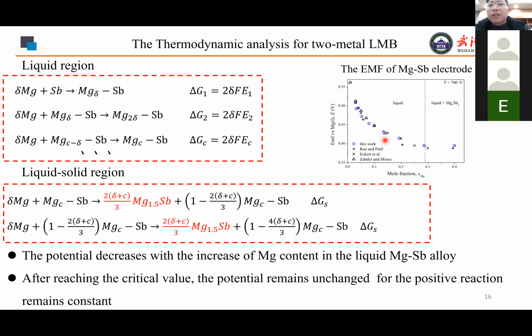After the magnesium content reaches the critical value, the potential remains unchanged because the subsequent reaction is the formation of magnesium antimonide, which is a solid phase. The same reaction gives the same Gibbs free energy, which leads to a stable potential range.